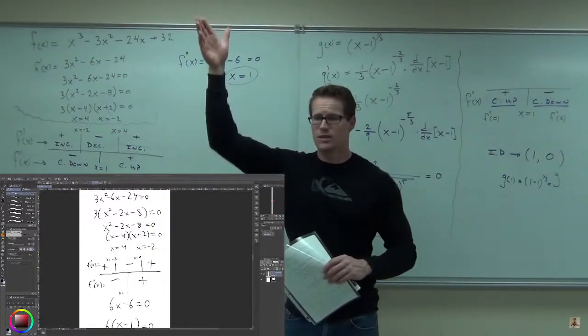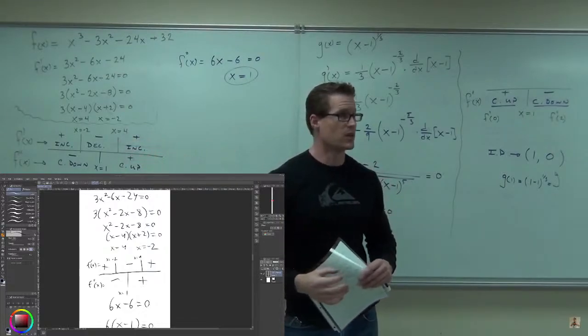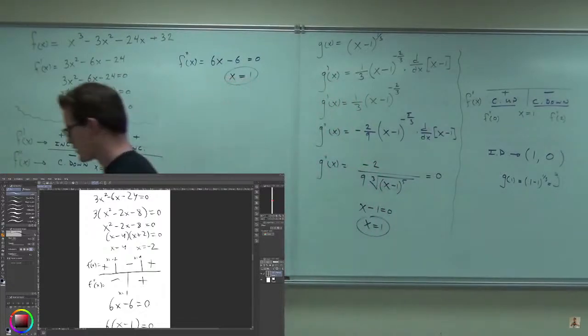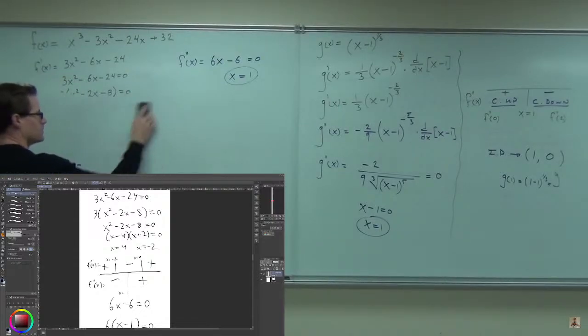Does it keep going up? Does it keep going down? Or does it tend to go to some number? We're going to find that out with limits in this section, 3.5. You should have done this when we were doing limits.